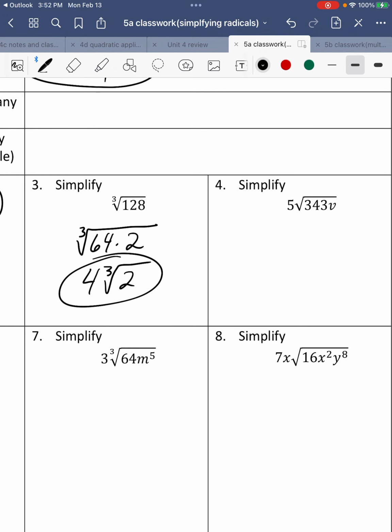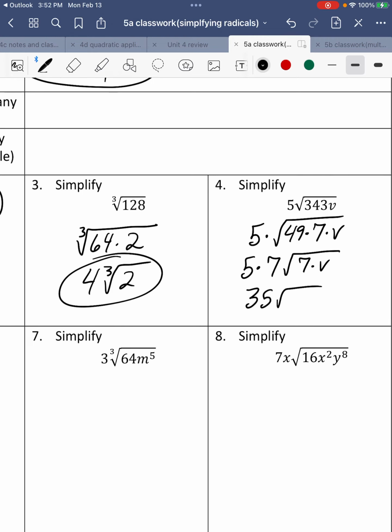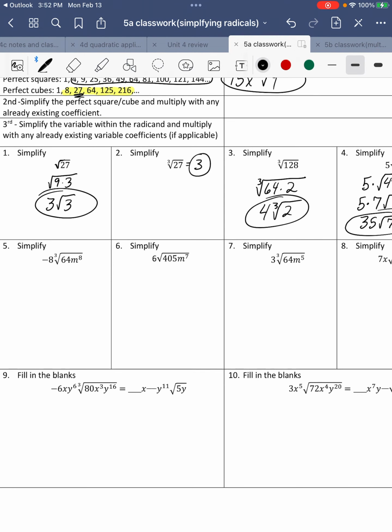All right, number 4, 343. 343 divided by 49 is 7. So we have 5 times the square root of 49 times 7 times v. Square root of 49 is 7. And we only have the 1 v, so that cannot come out of the square root. It does not have a pair. So 5 times 7 is 35, square root of 7v. All right, moving on.